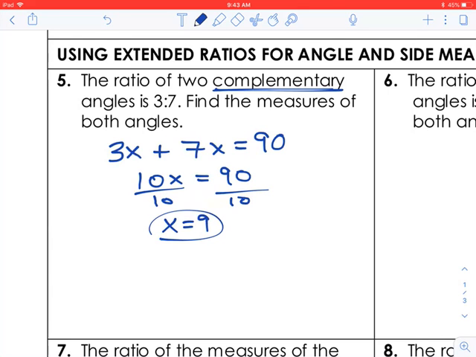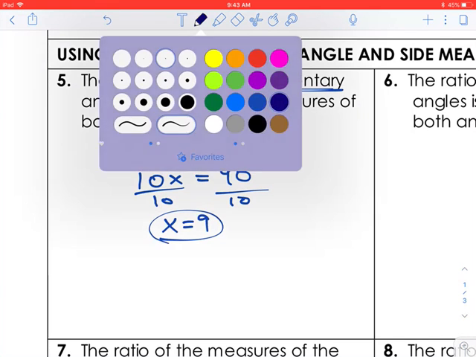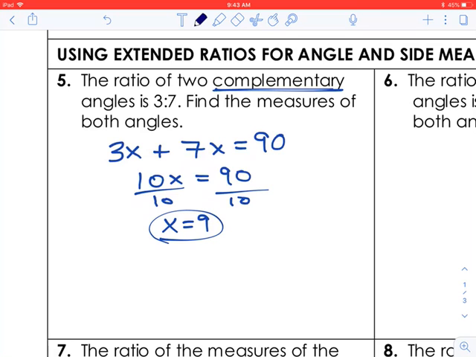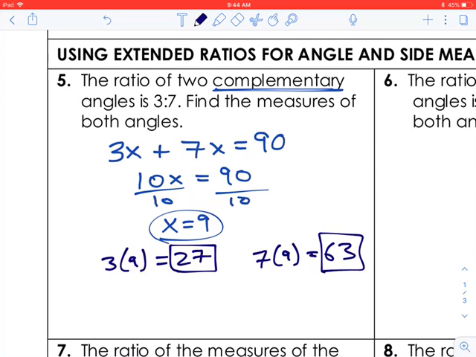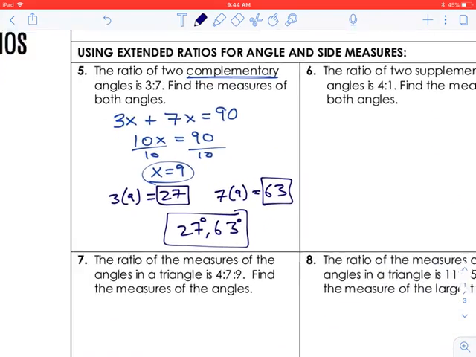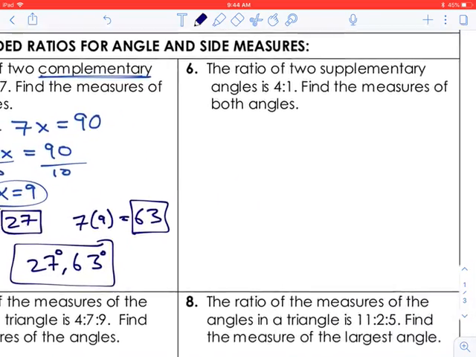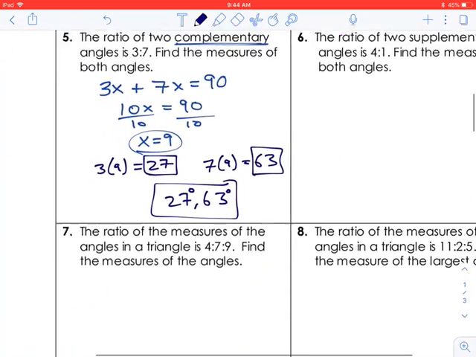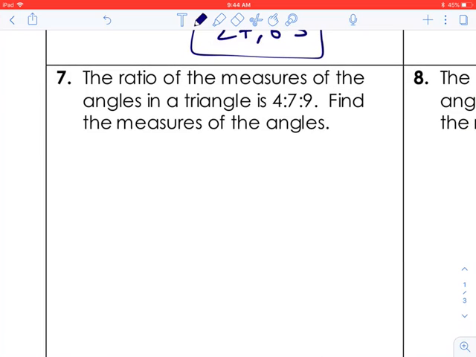So the 2 angles would be 3 times 9, which is 27, and 7 times 9 is 63. So 27 and 63 are my 2 angles. In the same way, number 6 would be supplementary, so same thing but to 180.